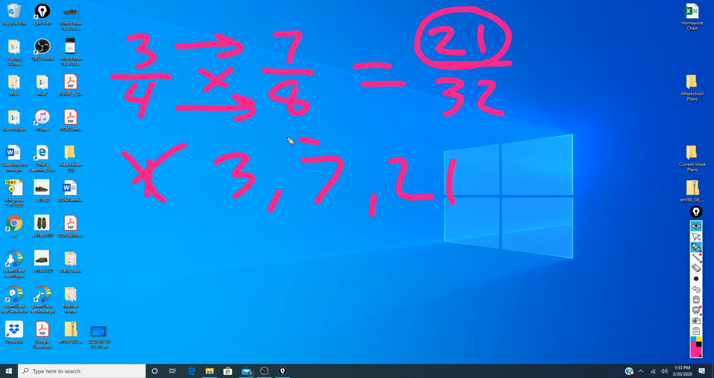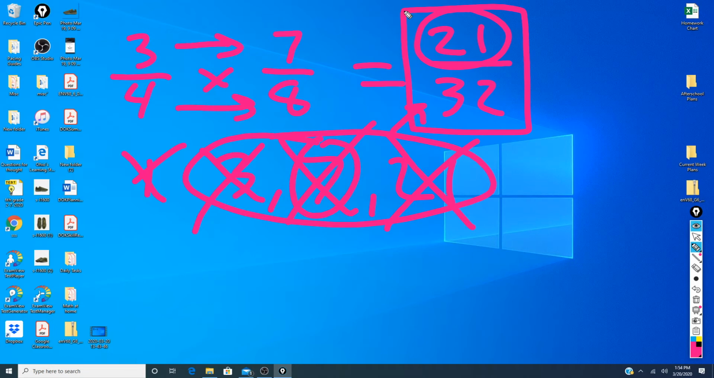The question is, can any of these factors go into 32 evenly? You have to think to yourself, can 32 be divided by 3 evenly? The answer on that is no. Can 32 be divided by 7 evenly? The answer on that is no. Can 32 be divided by 21 evenly? The answer on that is no. So 3 over 4 times 7 over 8 equals 21 over 32.